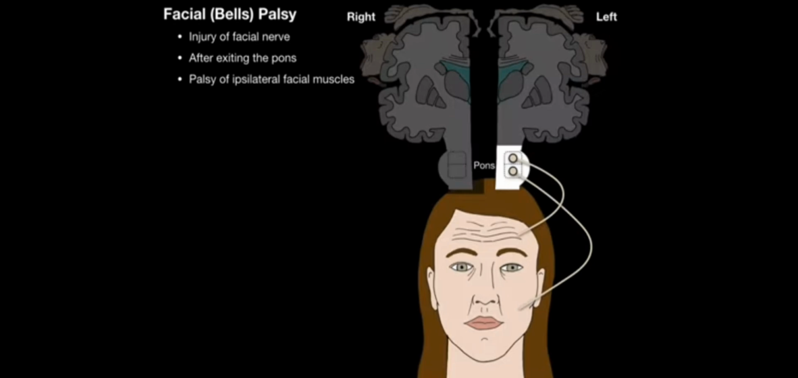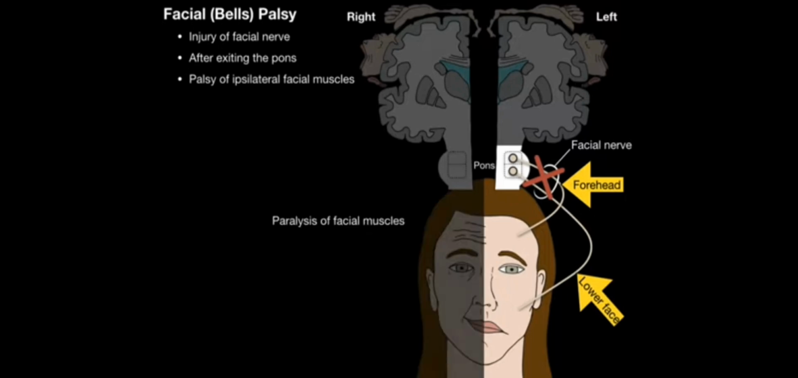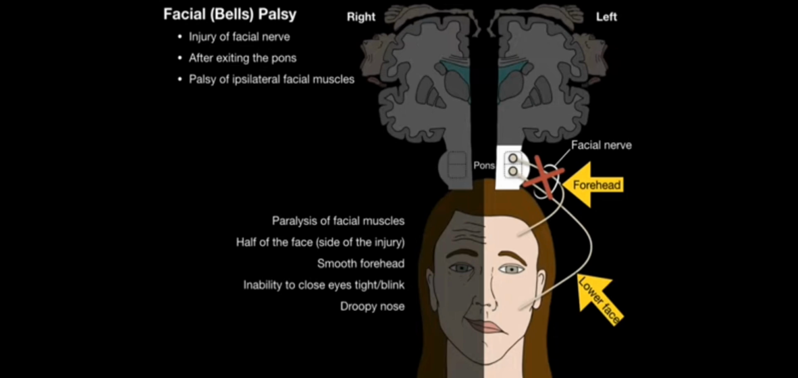All right, so let's do it again, except with this picture. This picture is showing the facial nerve, and those axons are all part of the facial nerve, which if we injure, you denervate axons going to muscles of the forehead and the lower face, and that results in complete paralysis of the facial muscles on the side of the lesion. So half of the face is paralyzed on the side of the injury, and that results in a smooth forehead, inability to close eyes tight or to blink, a droopy nose, the corner of the mouth drops, and there's a smooth face.